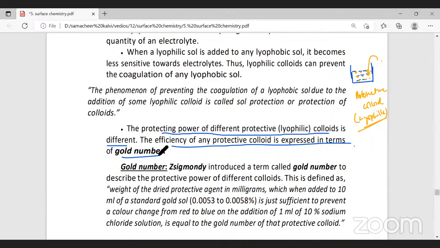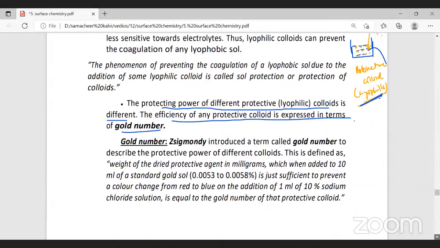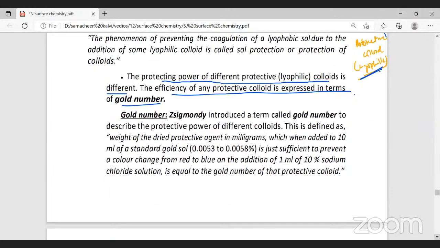So these lyophilic colloids, which prevent the coagulation of a colloid, are not the same for all. It is different for different protective colloids, lyophilic colloids. The efficiency of the protective colloid is expressed in terms of gold number. See, this is a gold colloid. In order to prevent these gold particles or gold colloid from undergoing suspension, we add a protective colloid. That protective colloid is lyophilic in nature. This protective colloid that we add has different efficiency. Those efficiencies are expressed in terms of gold number.